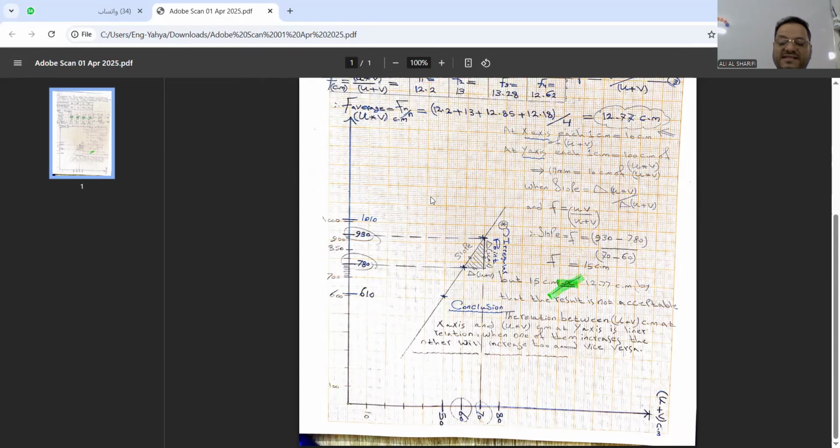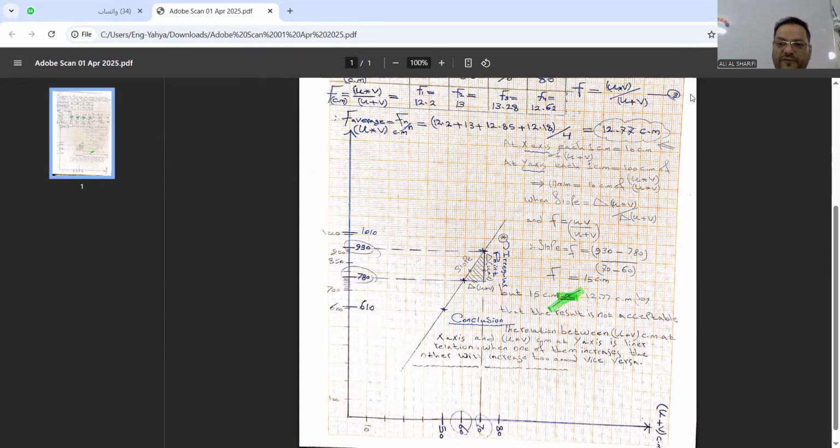After that, let's calculate the slope. Why? Because from this equation, F equals U multiplied by V divided by U plus V. Let's take a look here. The slope equals delta Y over delta X, that means U multiplied by V divided by U plus V. That means the slope actually equals the focal length. By calculating the slope, we can know the focal length result by using this plotting method.